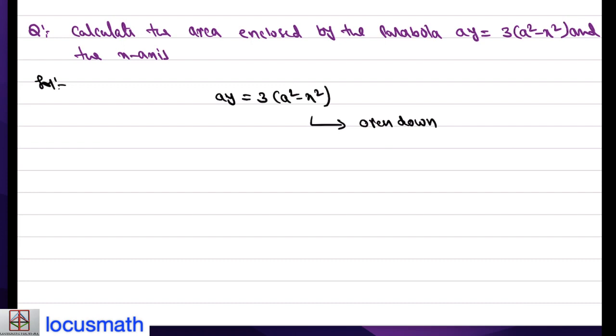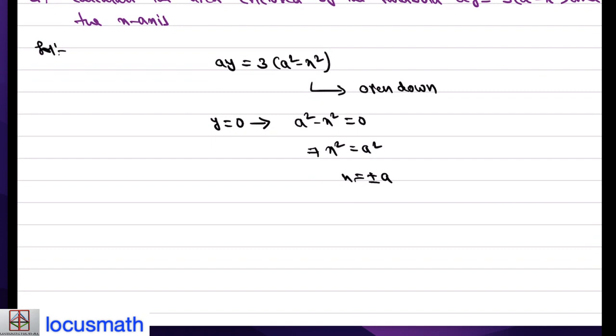Now where does this parabola meet the x-axis? For meeting points on the x-axis, you put y equal to 0. Then a squared minus x squared equals 0, that implies x squared equals a squared, x equals plus or minus a. Therefore this parabola meets the x-axis at minus a and plus a, and is open downward because the coefficient of x squared is negative.